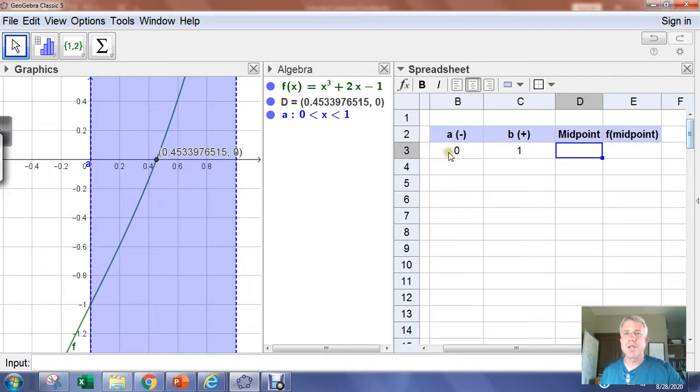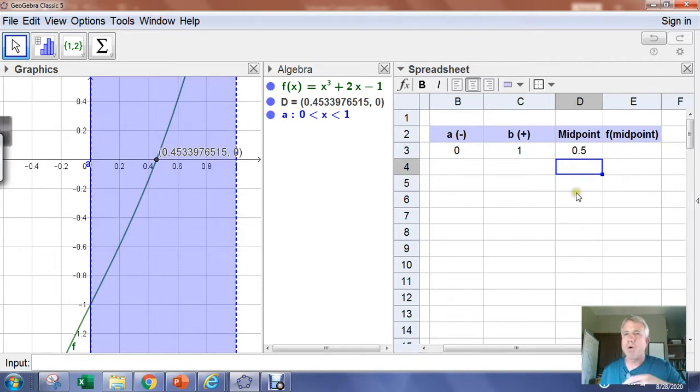So the midpoint of the line segment, here's the line segment from 0 to 1. We know that the 0 of the function is between those two numbers. So what we do with the method of bisections is we find the midpoint. So I'm going to go equals so that the cell knows I'm going to do a calculation. And then I'm going to say take the 0 in cell B3, add it to the 1 in cell C3, take that result, make sure I got parentheses on both sides, I do. Take that result and then divide it by 2. Find the average of the two numbers. And so the midpoint, or the average of 0 and 1, is going to be 0.5 in this case.